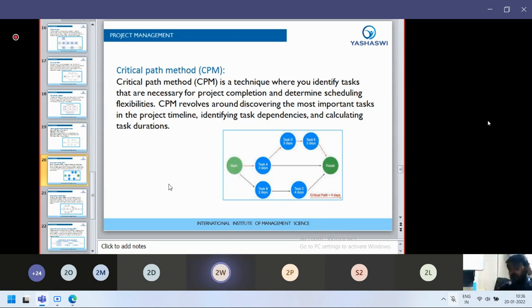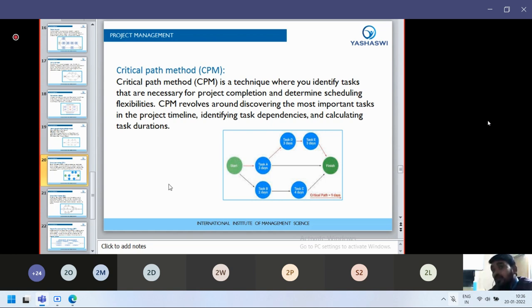Critical path method, in short CPM, is a technique where you identify tasks that are necessary for project completion and determine scheduling flexibilities. CPM revolves around discovering the most important tasks in the project timeline, identifying task dependencies, and calculating task durations. The critical path method is a technique where you have to identify the tasks. Tasks are nothing but the activities or processes that are important for the completion of the project.